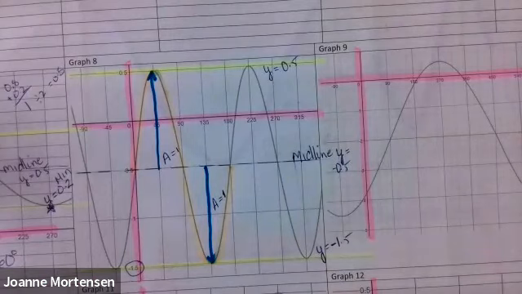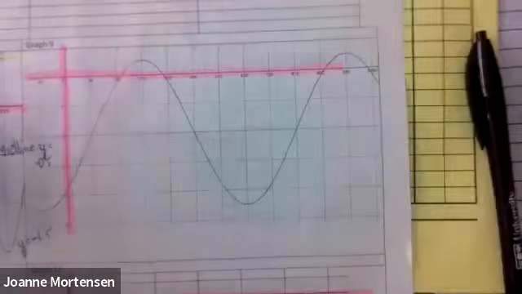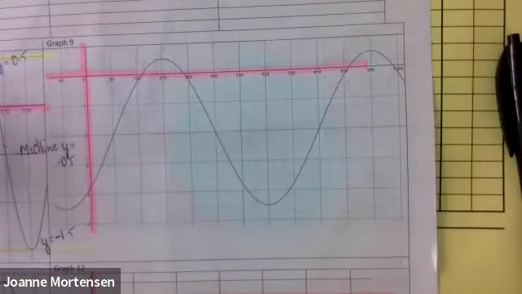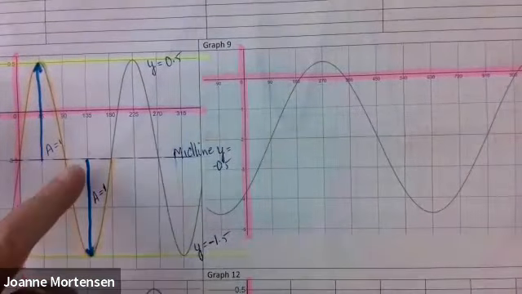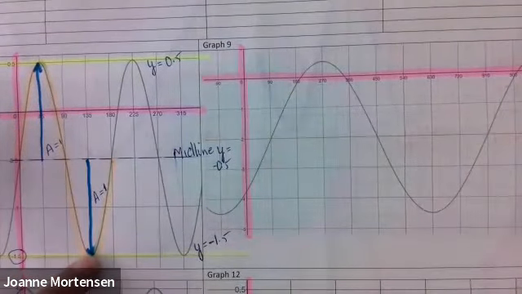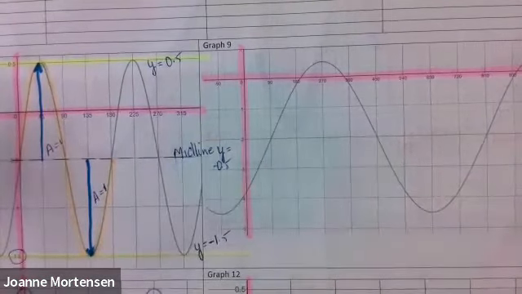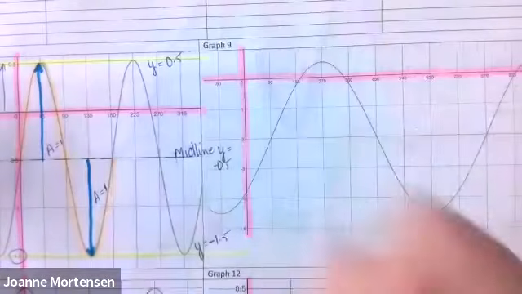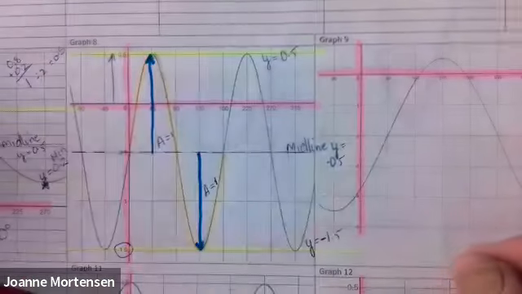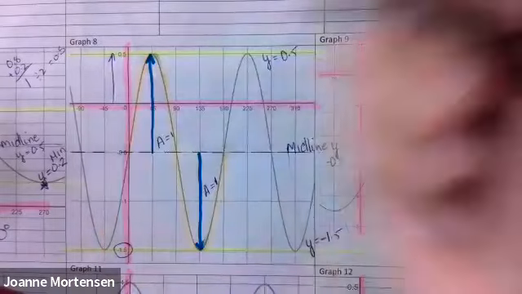Questions? We're good? Abby? John? All right. A is the amplitude. It's from the center to the top. So from here to here is 0.5. Each one of these boxes is 0.5.